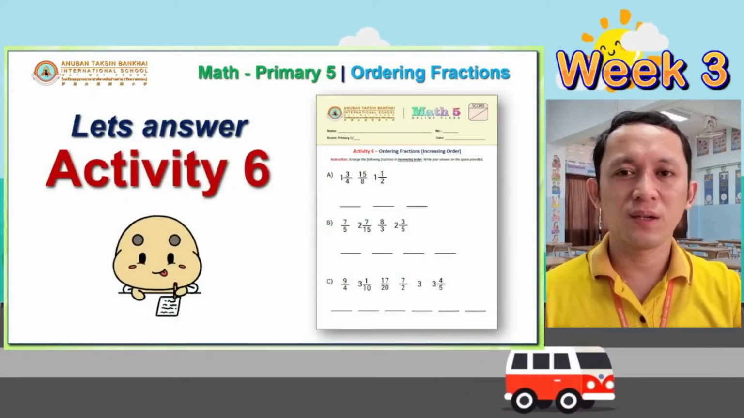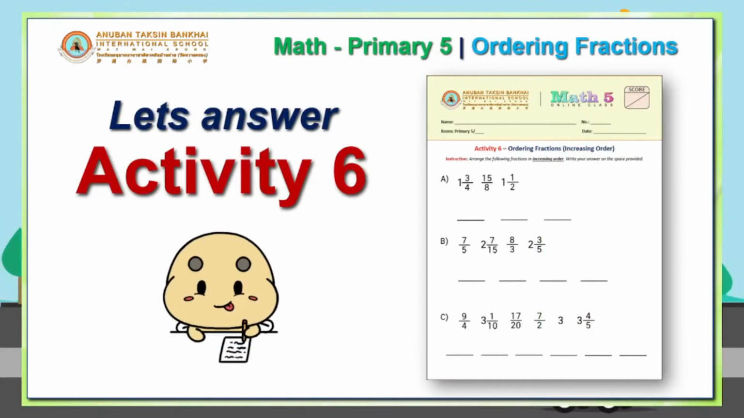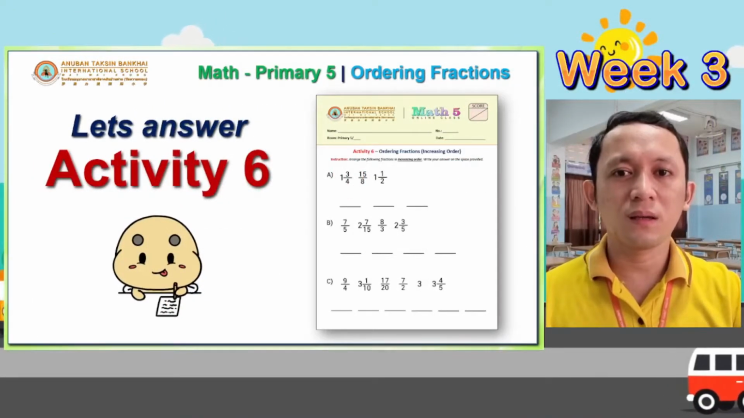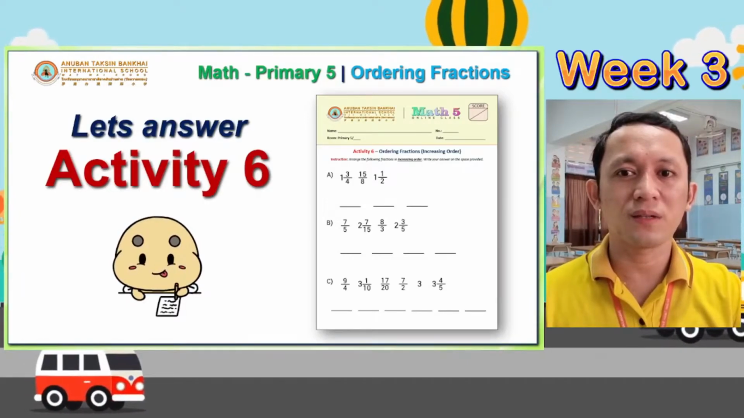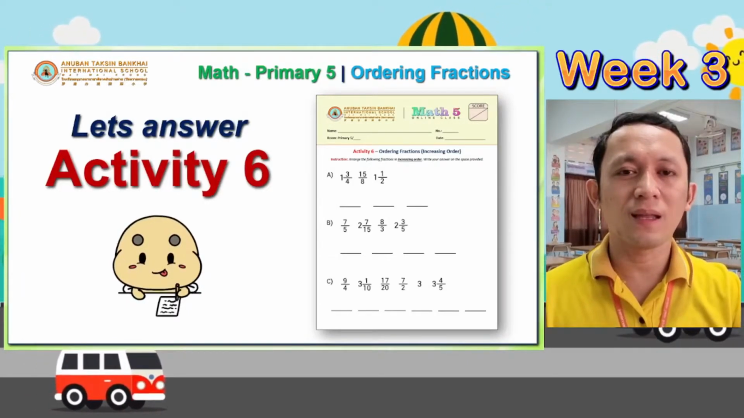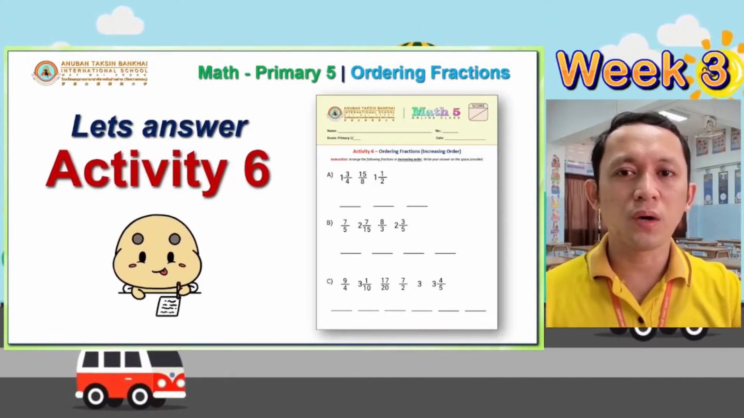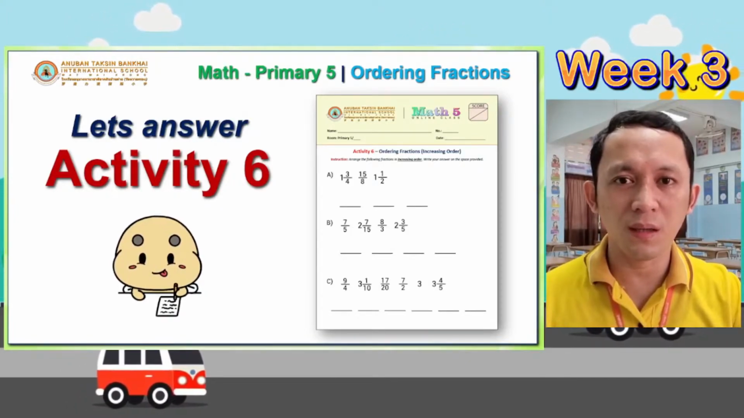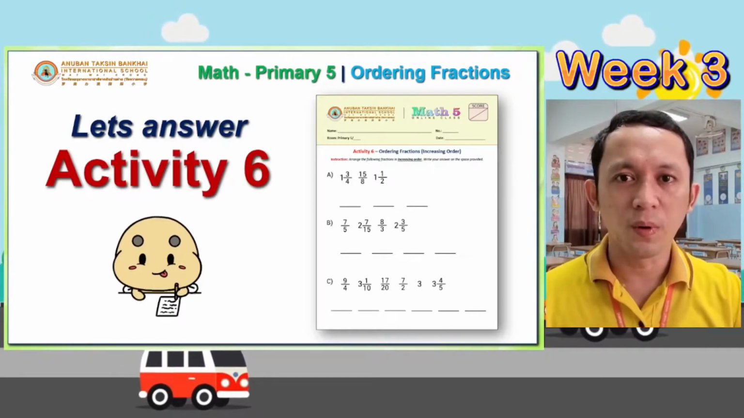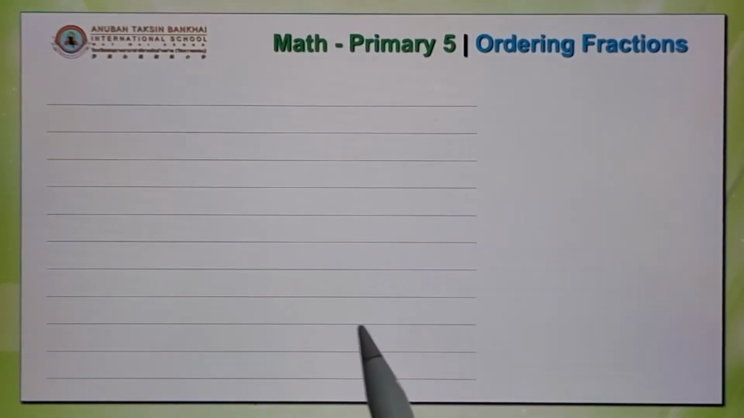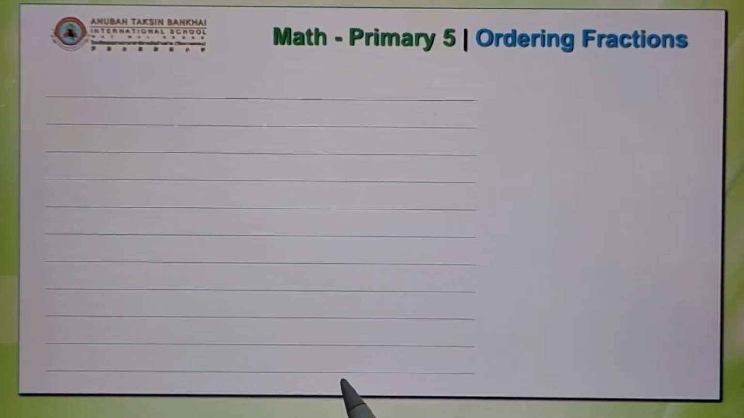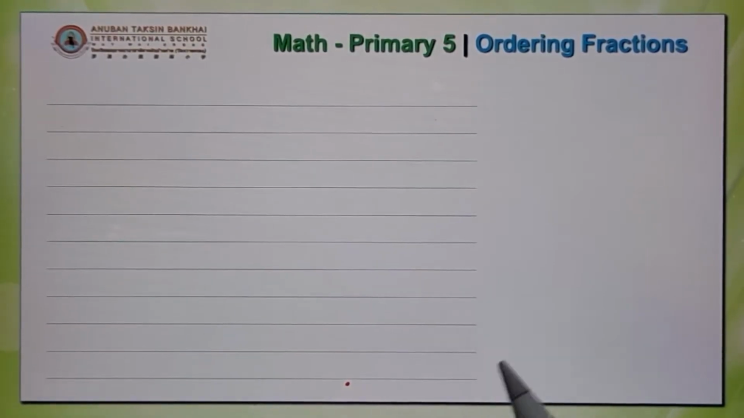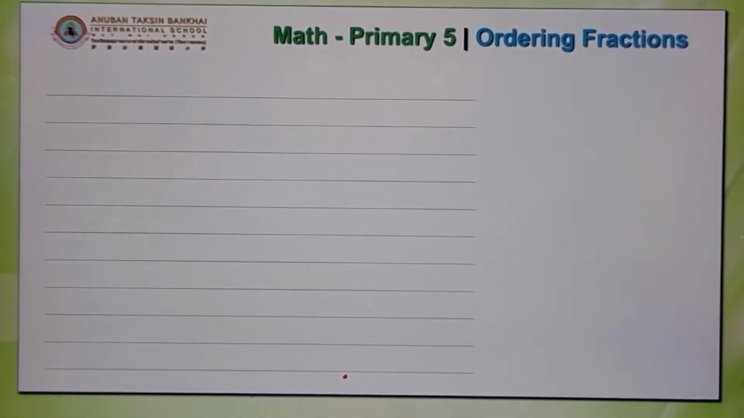Now let's answer your activity number 6. Please get your worksheet, that is number 6. We're going to arrange these fractions in increasing order. Again, we have letters A, B, and C. So you are going to write your solution on your notebook. Okay, so now let's discuss first letter A in your activity number 6 so that you will have a guide on how to answer letter B and letter C.